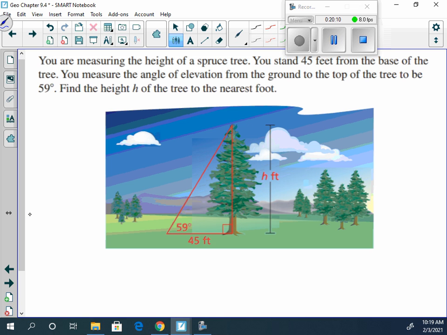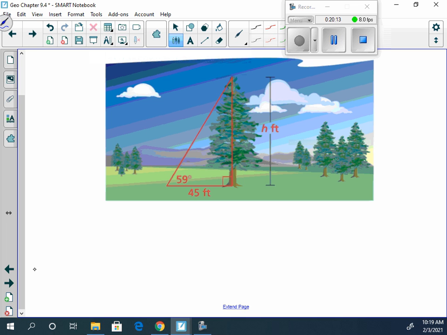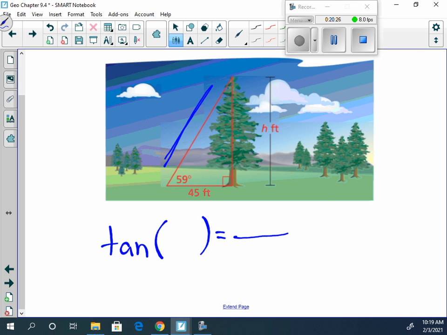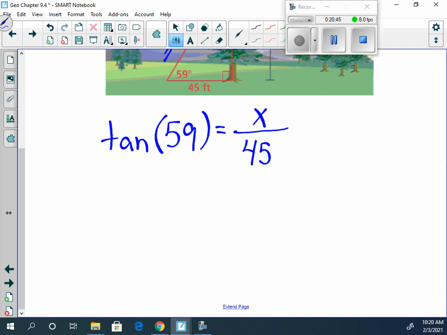So, do we care anything about the hypotenuse, our length here? Well, no. They didn't give it to us, and we're not trying to find it. So we're going to stick with tangent. So here they gave us the angle of 59 degrees. So tangent of 59 would be what over what? X over 45. That's not bad. The variable is on top, so it's a little bit easier to work with. We don't have to do 2 steps.